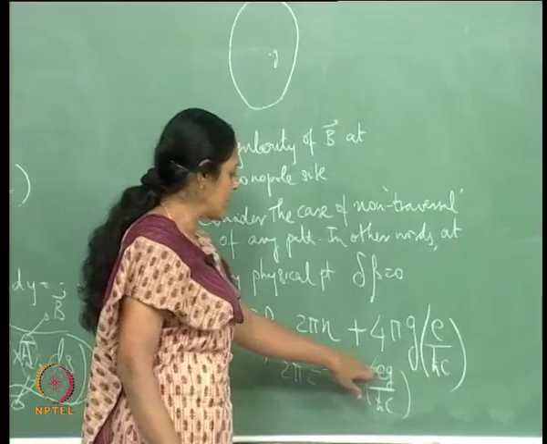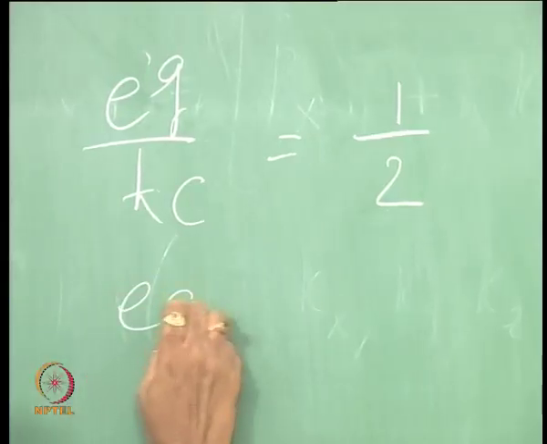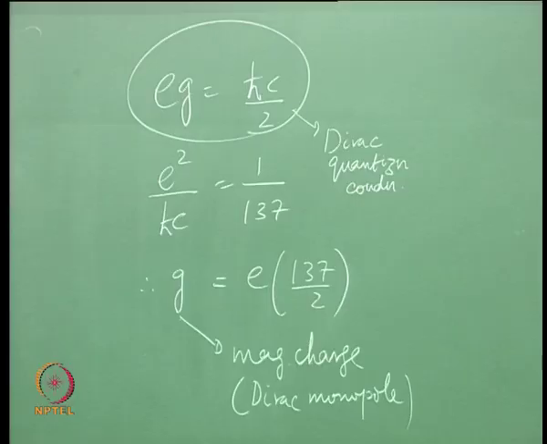Suppose by this I meant the electron's charge. Therefore I have eg by h cross c is half, or eg is h cross c by 2. But e squared by h cross c is a very small number, it is 1 by 137. So substituting for h cross c into the Dirac quantization condition, that is eg is equal to h cross c by 2, I find that g is very large. g is 137 by 2e, and that is a large number.